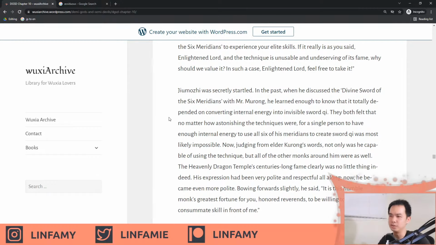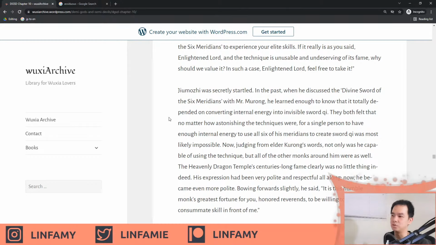Alright, they're gonna fight. Jiumozu was secretly startled. In the past, when he discussed the divine sword of the 6 meridians with Mr. Murong, he learned enough to know that it totally depended on converting internal energy into invisible sword chi. They both felt that no matter how astonishing the techniques were, for a single person to have enough internal energy to use all 6 of his meridians to create sword chi was most likely impossible.